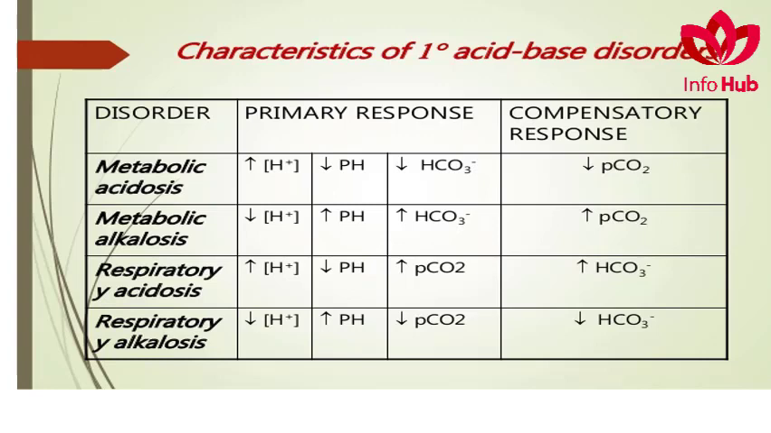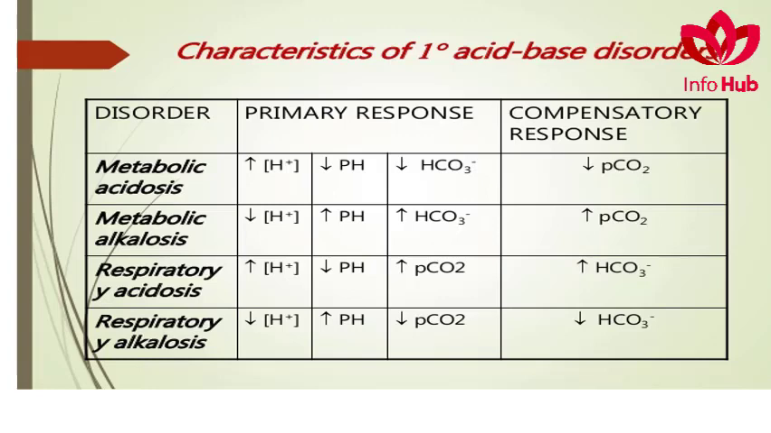In the second case, you can see the pH is increased, so it is alkalosis, and HCO3 is increased, so it is a metabolic alkalosis. In metabolic alkalosis, the ventilation will decrease and PCO2 will increase. You can see again the HCO3 and PCO2 are moving in the same direction.